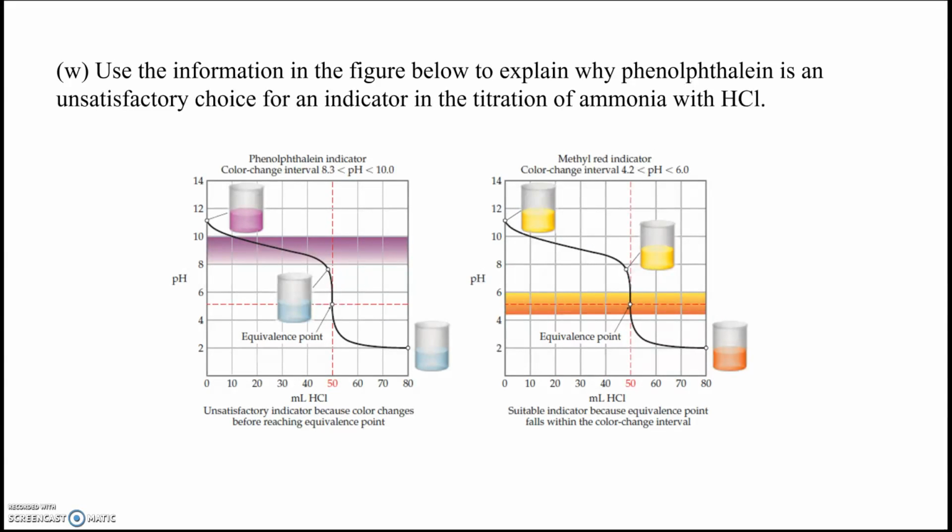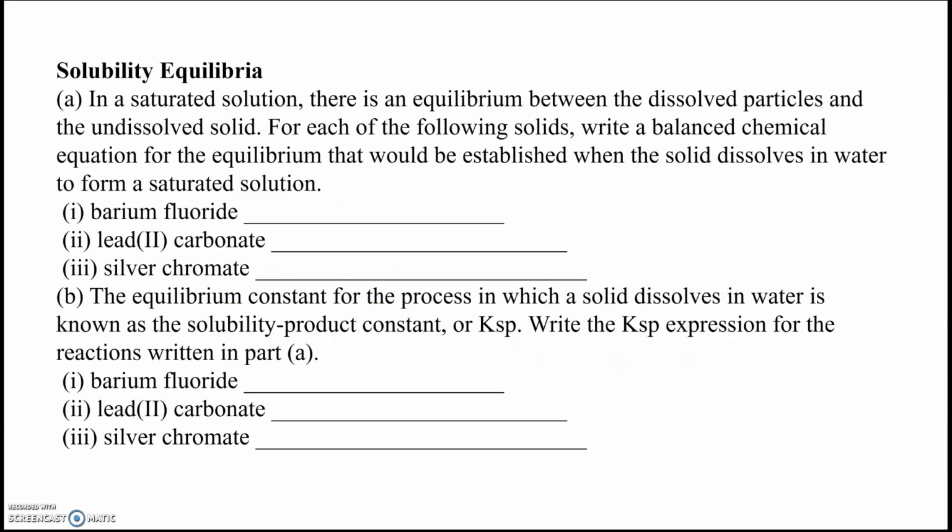Now, let's do this same thought process for titration of ammonia with hydrochloric acid. Again, we can look and see, well, in the previous example, phenolphthalein was a good choice, but it is not a good choice in this case because our color change happens too early. In this case, the methyl red is a good choice because it changes color on the vertical portion of the titration curve. All right, now we're going to take an entirely different tack and talk about solubility equilibria.